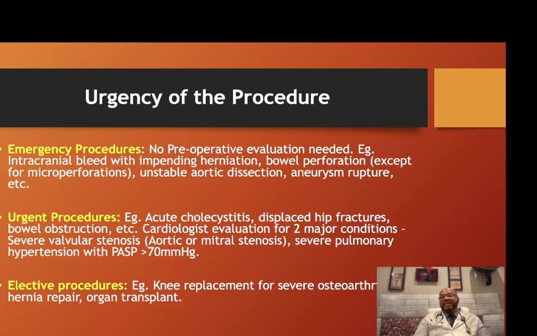So in those cases, you want to get the cardiologists only if these patients have two major conditions. If they have a severe valvular stenosis, for instance, an aortic or mitral stenosis, or if they have a severe pulmonary hypertension with a PASP of more than 70 millimeters of mercury, then you want to get the cardiologist to weigh in. And this doesn't mean the procedure can't be done, but you might be well off doing this in a tertiary hospital where they have some cardiovascular support, just in case things go south.